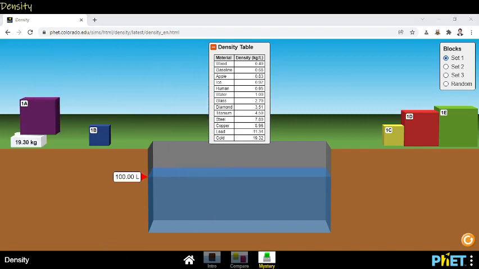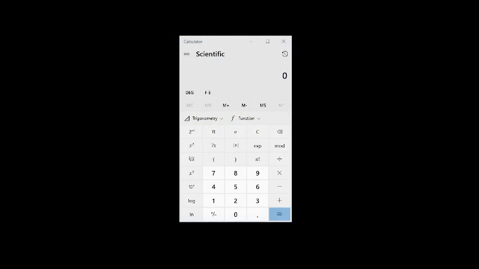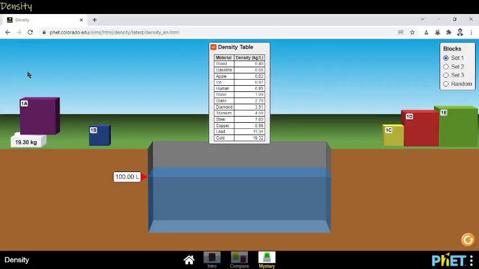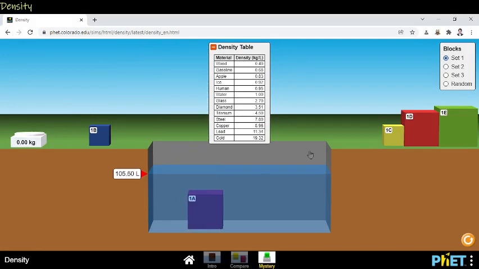Okay, so let's just use some calculator here. We have 19.3 kilogram divided by volume 5.5, mass divided by volume, and then we get density around 3.51. And from the table we see 3.51 is diamond. See, diamond 3.51. So the purple box is made of diamond, for example.